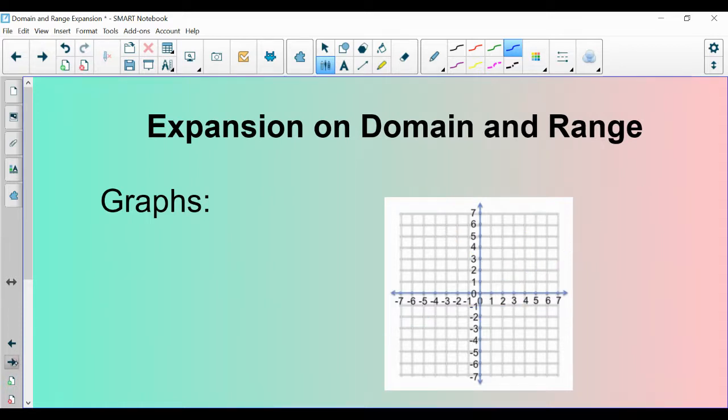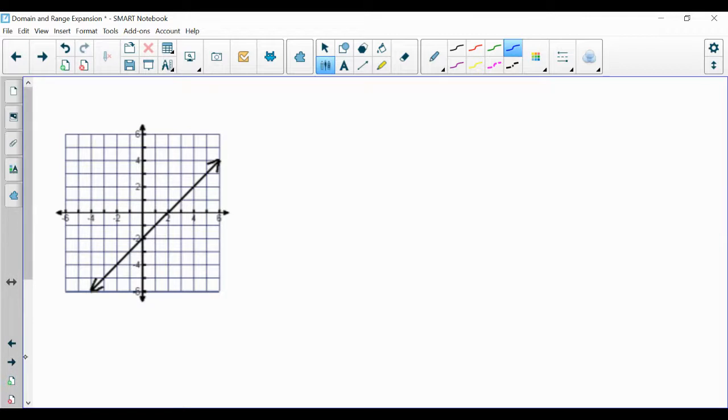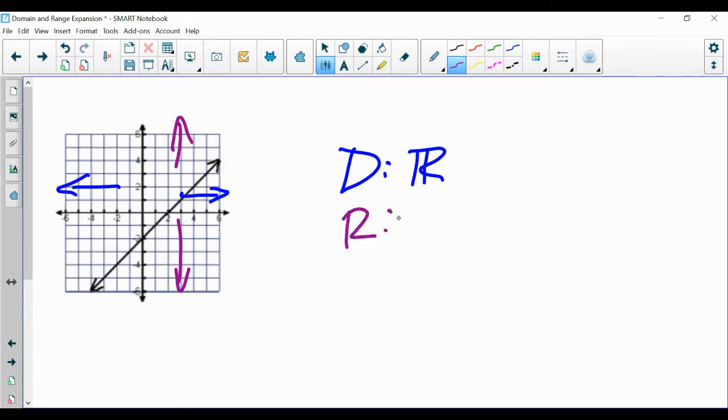Let's look at a couple examples. This one, we know this is a line. It goes forever to the left and forever to the right, so the domain is all real numbers. Similarly, it goes forever down and forever up, so the range is also all real numbers.